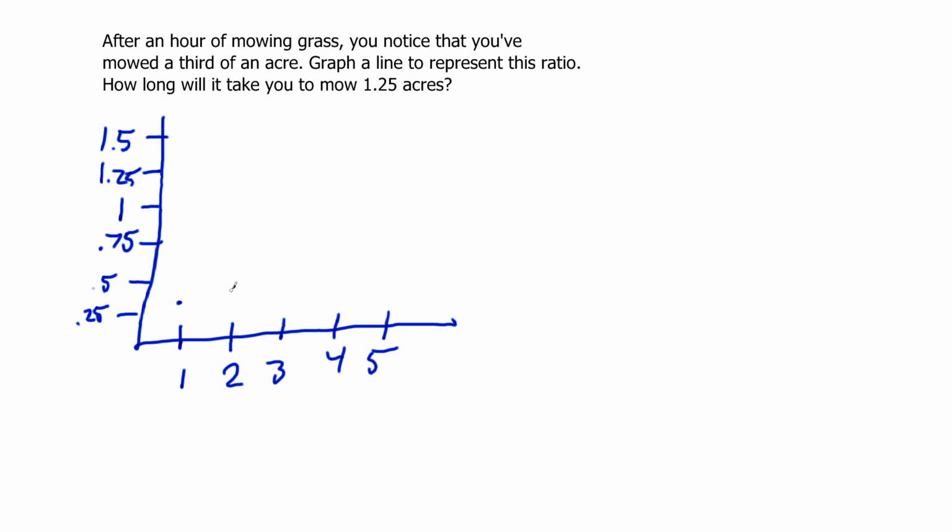The second hour, we would have mowed twice as much, so 0.66 acres. So we're going to be between 0.5 and 0.75, a little bit closer to 0.75, since 0.66 is closer to 0.75 than it is to 0.5. We'll put that point right about here. Now we just connect these two dots and extend our line outward.